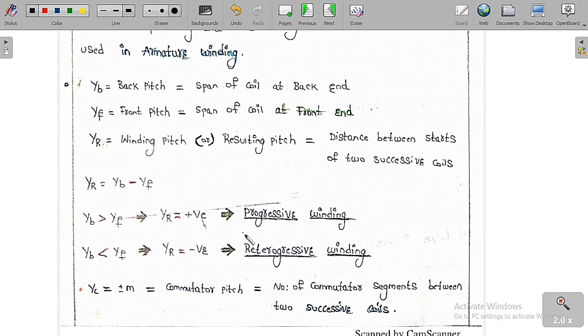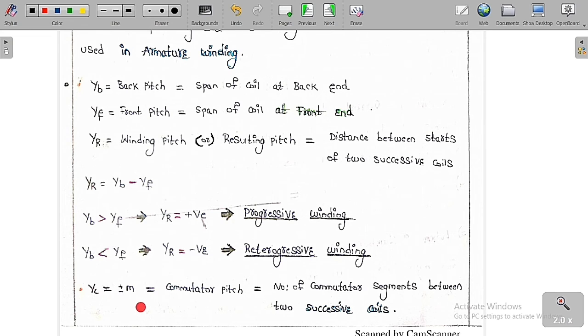So YB is called the back pitch or span of the coil at the back end, YF is called the front pitch, the span of the coil at the front end, and YR is called the winding pitch or resultant pitch. It is the distance between the start of two successive coils. So YR is equal to YB minus YF. If YB is greater than YF, then YR is positive. It is said to be a progressive winding, meaning the winding is going to go in the forward direction. If YB is less than YF, then YR is negative. The winding is going to move in the backward direction. It is called a retrogressive winding.